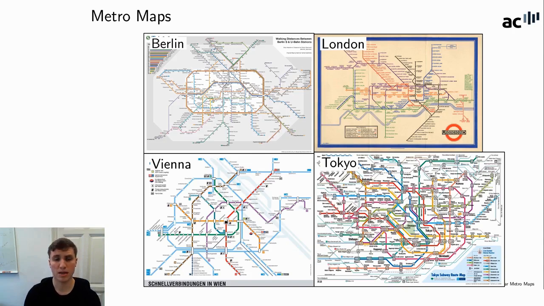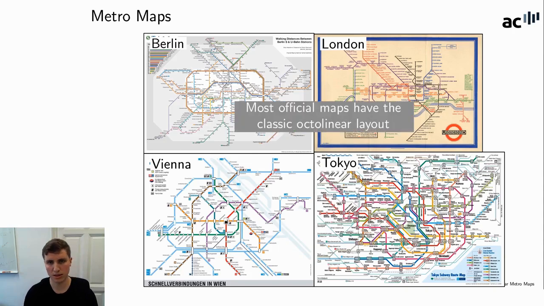A metro map is a schematized network visualization of a transit network which focuses on its topology rather than the geographic distance between the features which are present in the metro map. Here you can see 4 examples of metro maps which are all drawn in what is called an octolinear layout, in which all edges are parallel to either the horizontal, the vertical, or the two 45-degree diagonal lines.